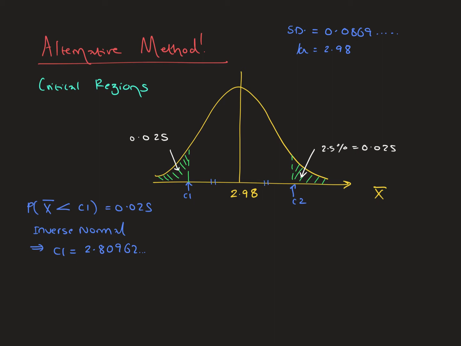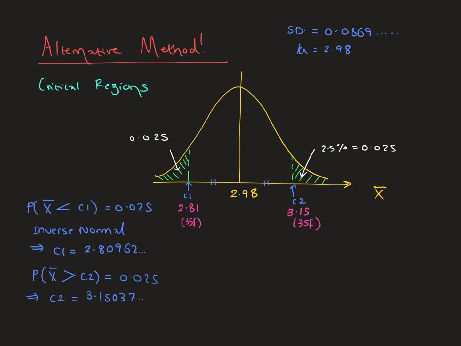Now, we could work out C2 using symmetry, given that this measurement is the same as this distance here. We can also use the inverse normal again to work it out. So the probability that x bar is greater than C2 is equal to 0.025. So again, using the inverse normal on the calculator to work out C2, this time we want to change the tail to the right-hand tail. The region is still 0.025, and this gives us C2 is 3.15037... So I'm going to mark those values on my graph for clarity so we can all see them. So C1 is 2.81 to 3SF, and C2 is 3.15 to 3SF.